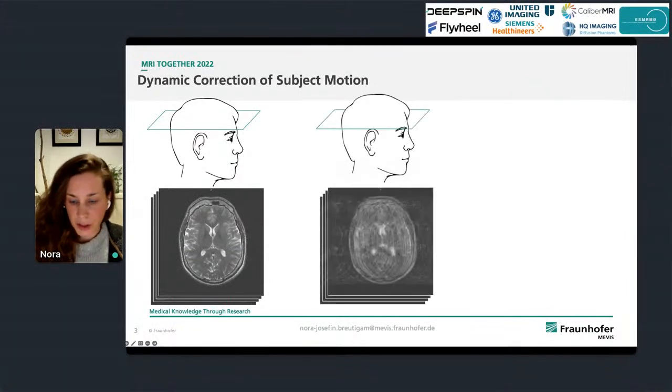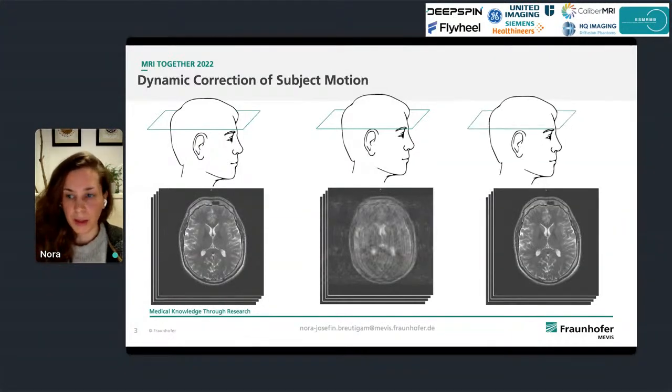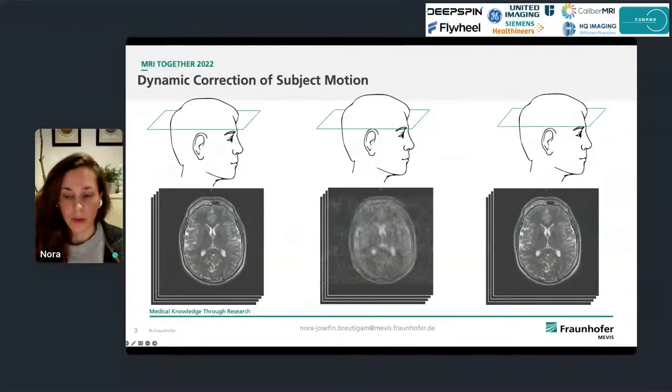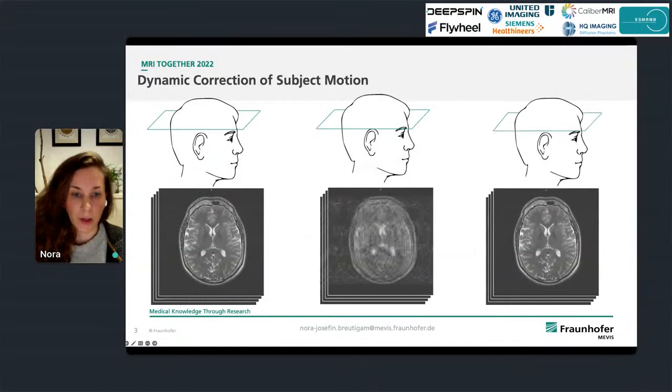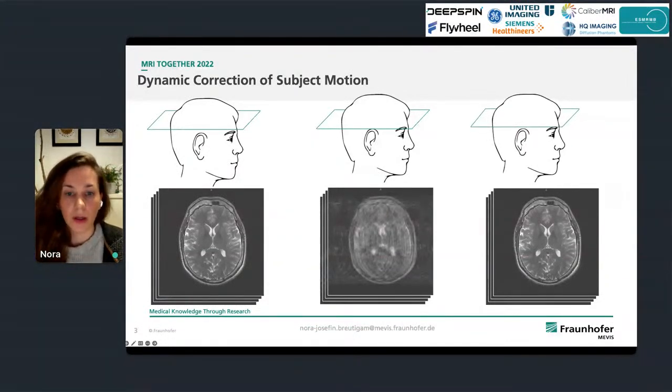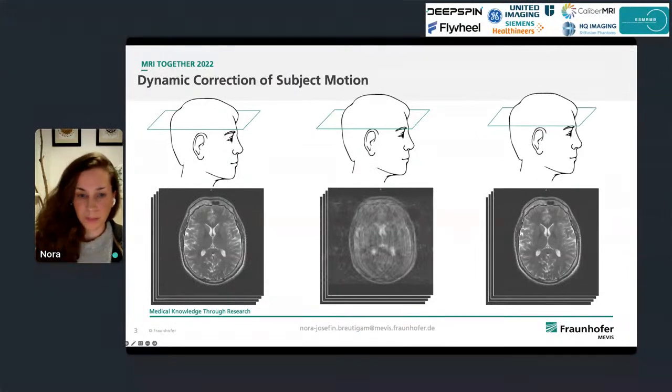But usually the head would move a lot around. So if you have a patient that moves a lot in the scanner, you end up with very motion-corrupted images. One solution for that would be to follow this motion with your imaging plane. And if you do that, you end up with very nice motion artifact-free images despite the motion. But for that, you have to be able to adapt your sequence during the runtime of your measurement.